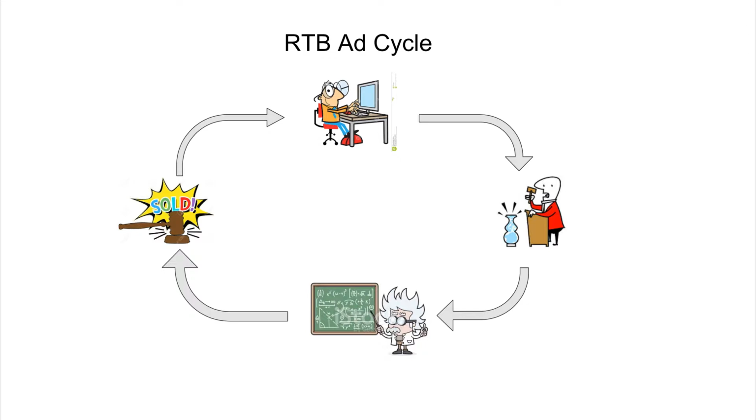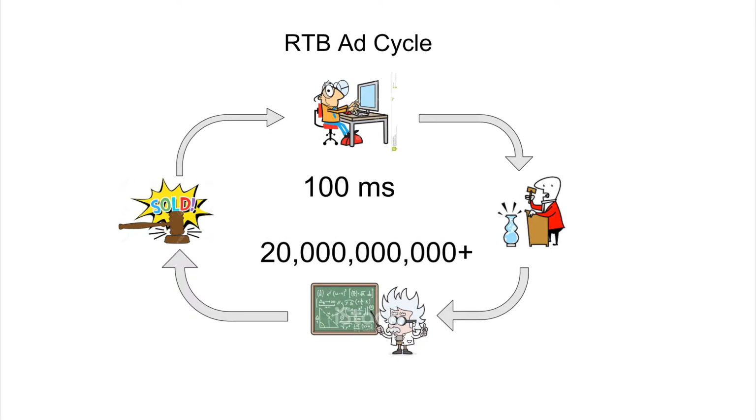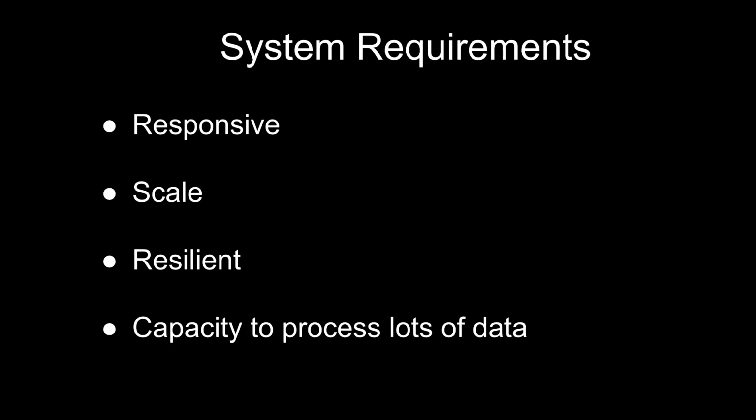Thing is, people don't like waiting for their web pages to load. So this whole process needs to happen in about 100 milliseconds, so extremely short latency. But on top of that, it happens about 20 billion plus times a day, and significantly more if we had in video. This is just dealing with display. So what type of system would you need to build to support something like this?